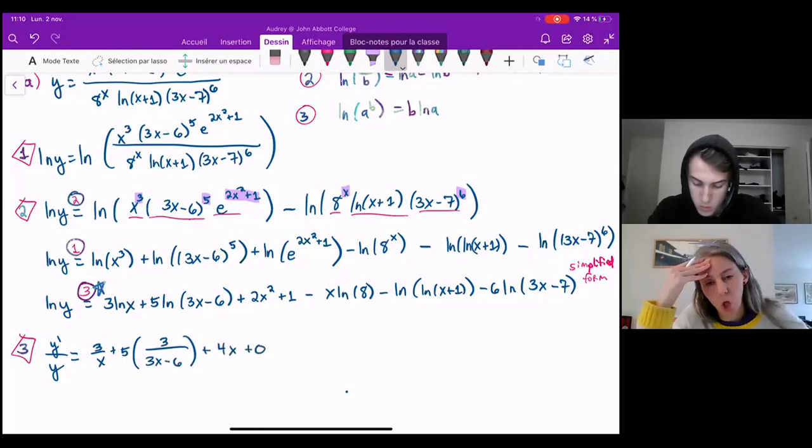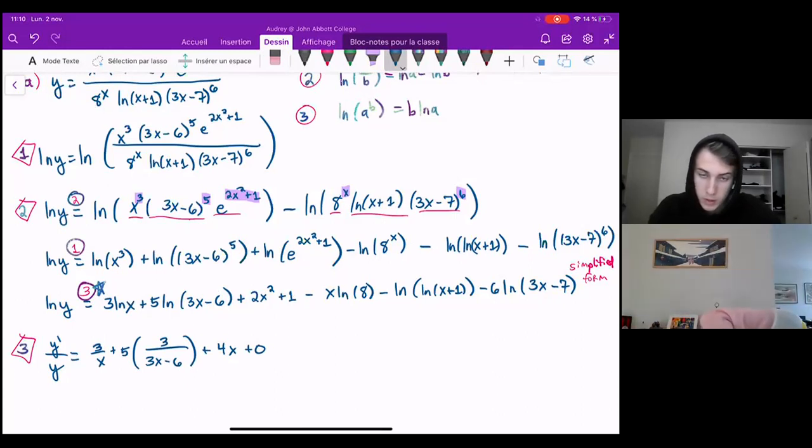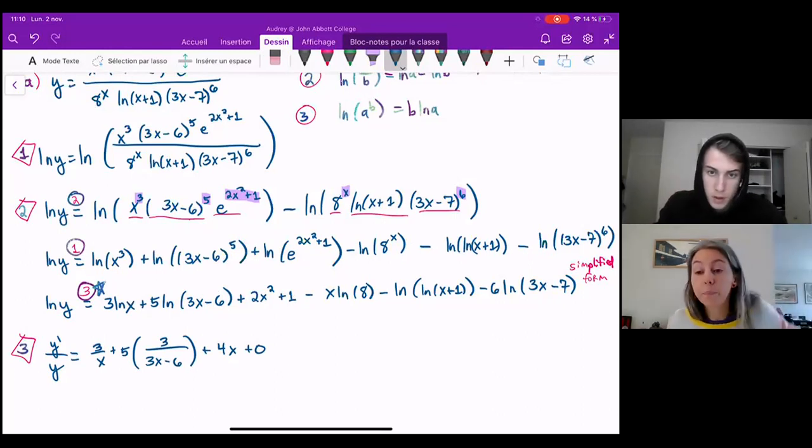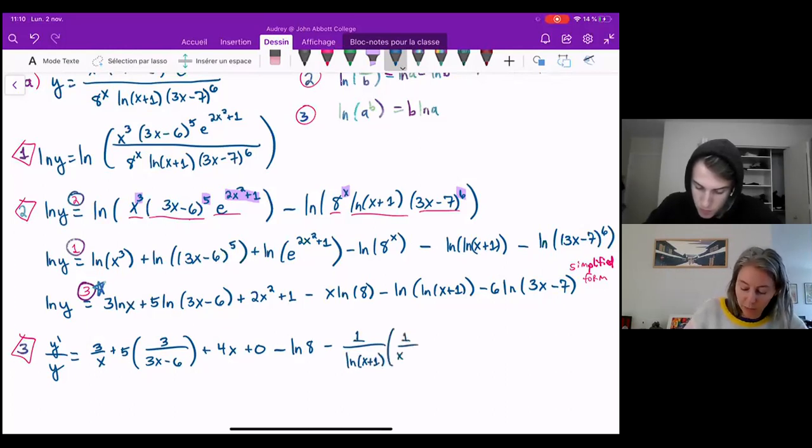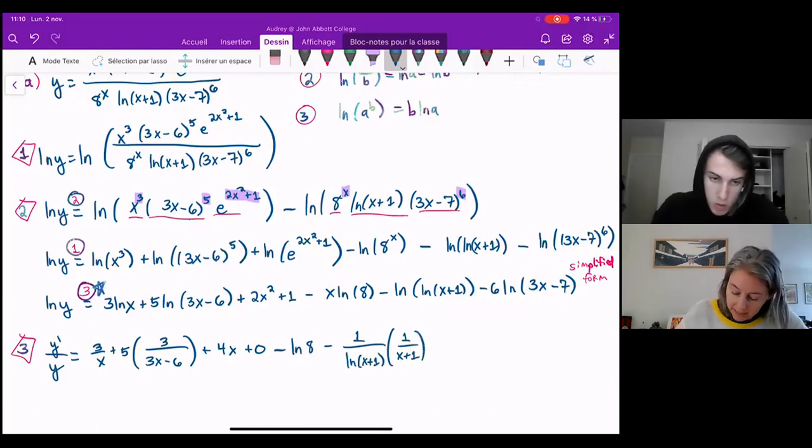What's the derivative of x ln 8? This is one that we had like the little star on. Ln 8. Just ln 8, you got it. So this is one that we said shows up a lot, so you need to be comfortable with it. Minus ln 8 minus 1 over ln of x plus 1 times 1 over x plus 1. Minus 6 times 3 over 3x minus 7.